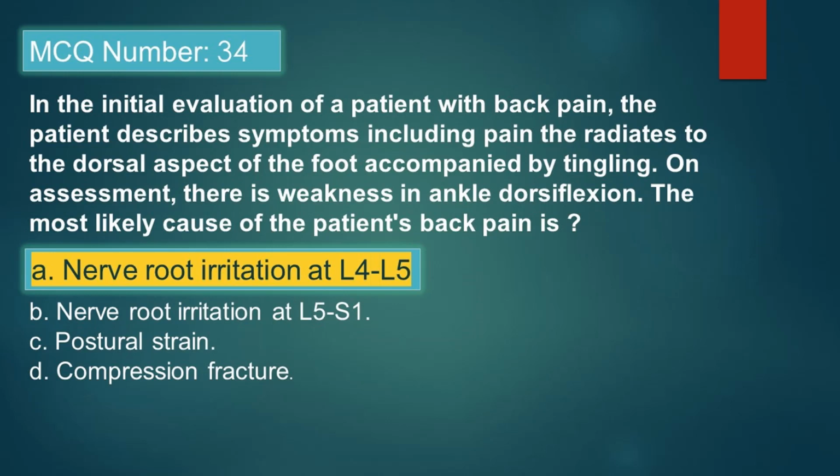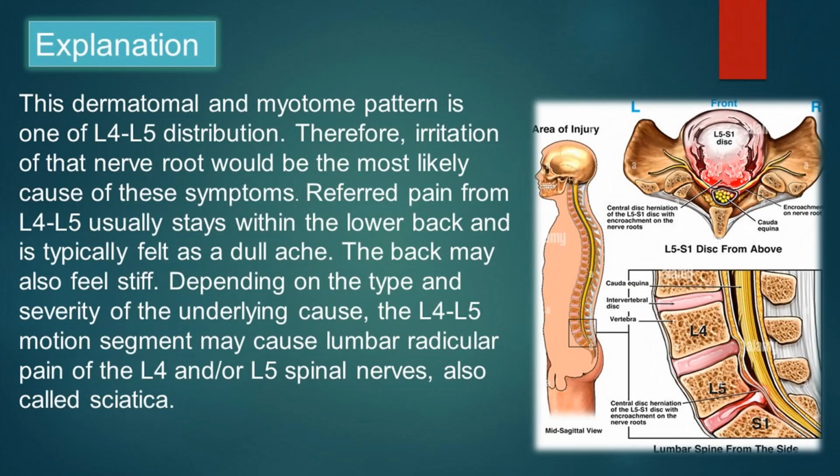So here we have the explanation. This dermatomal and myotomal pattern is one of the L4 to L5 distribution. Therefore, irritation of the nerve root would be the most likely cause of these symptoms. Pain from the L4 to L5 level usually stays within the lower back and is typically felt as a dull ache. The back may be more stiff, and depending on the type and severity of the underlying cause, the L4 and L5 motion segment may cause lumbar radicular pain of the L4 or L5 spinal nerve, which we also call sciatica. Let's move to another scenario.